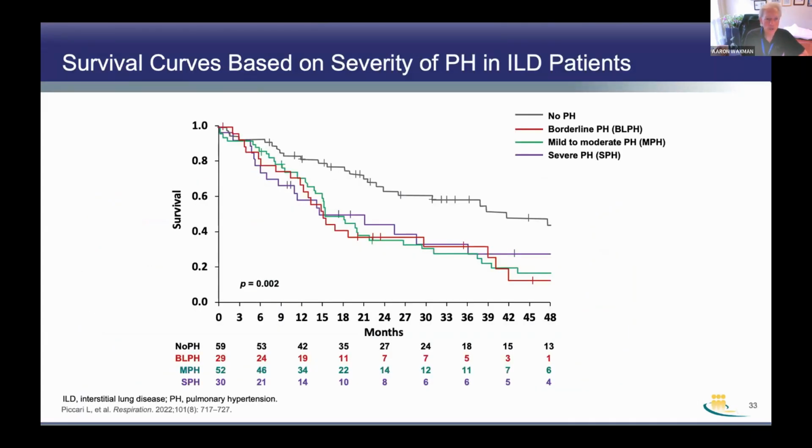I think there's no question in any disease state that when you add pulmonary hypertension on, it affects long-term outcome. Here you can see a survival curve based on severity of PH and ILD. The black line at the top are those patients who don't have pulmonary hypertension. And you can see regardless of whether you have borderline, mild to moderate, or severe pulmonary hypertension, outcomes are always going to be more difficult and worse.